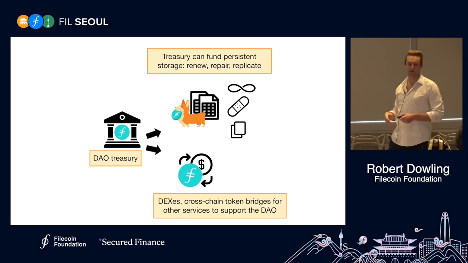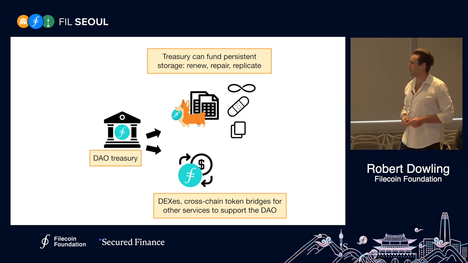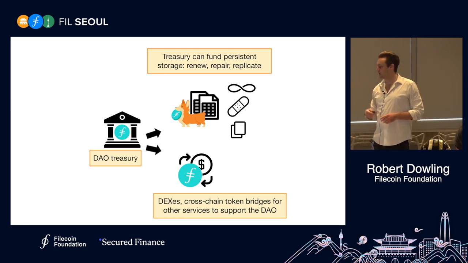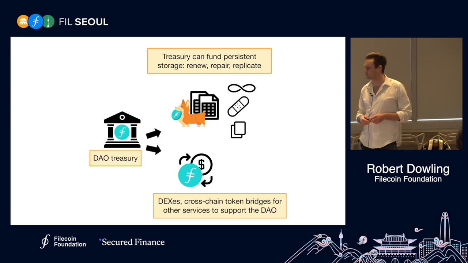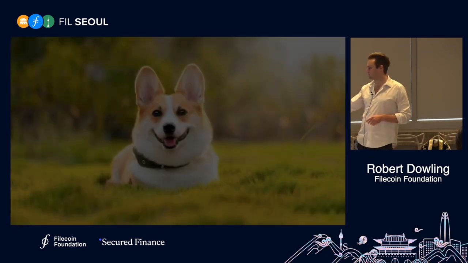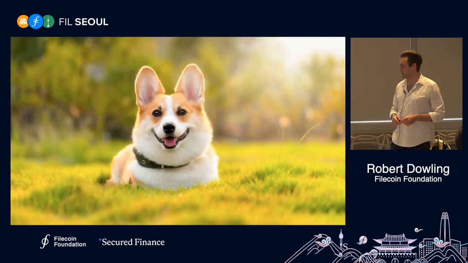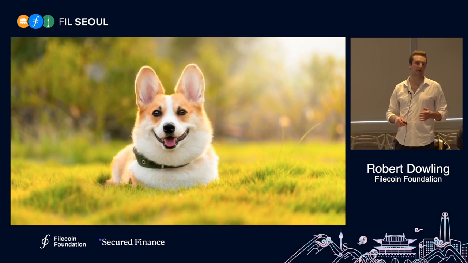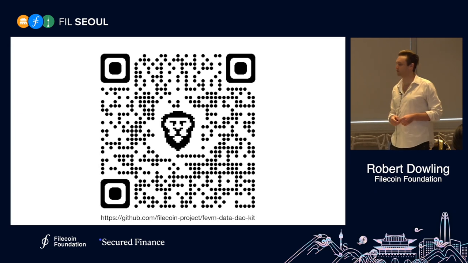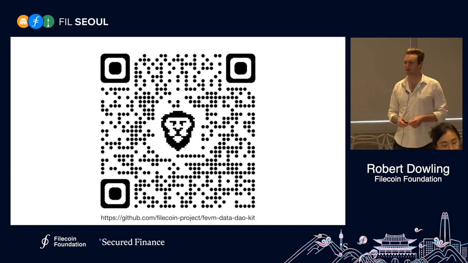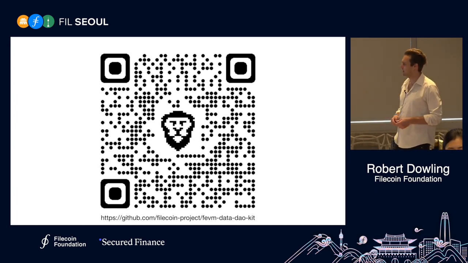And maybe they can build other cool things with FVM. For example, the Treasury can handle persistent storage. You could do renewal, repair, and replication, which maybe we'll get to at the end if we have time. Or you might send some of this treasury money to a DEX or some type of cross-chain token bridge to have other services that might support the DAO. And the result is maybe happier, healthier corgis. You know, who knows? Okay.